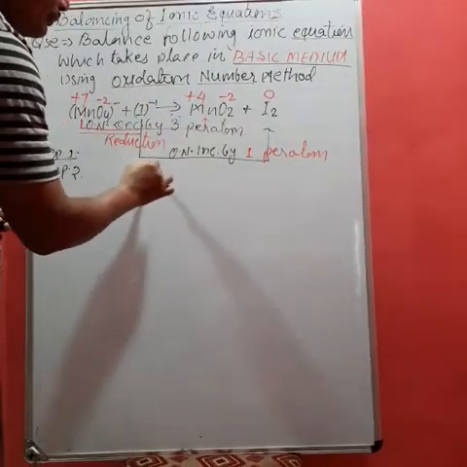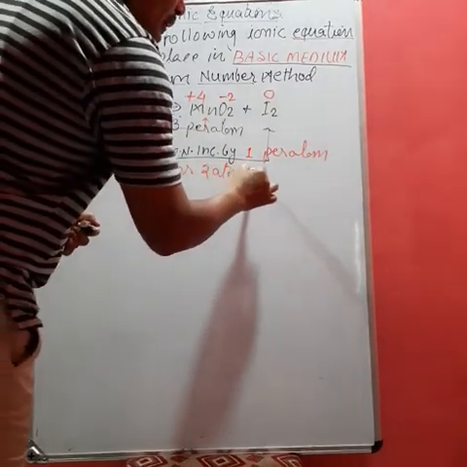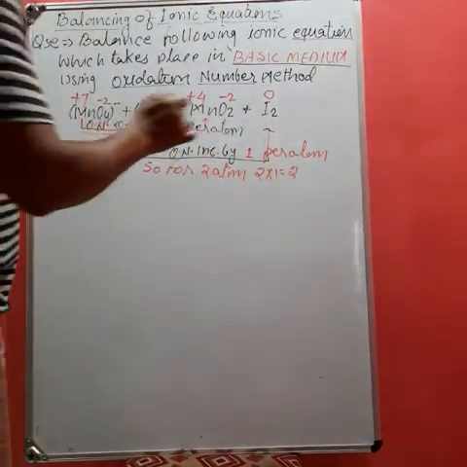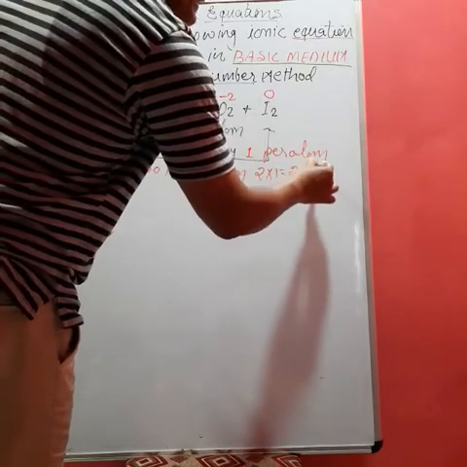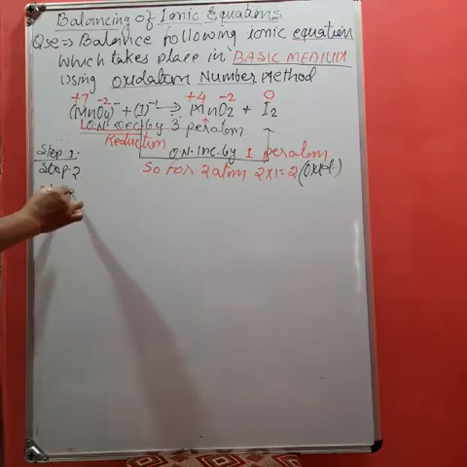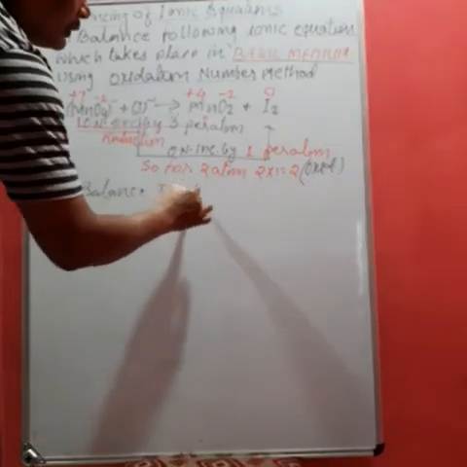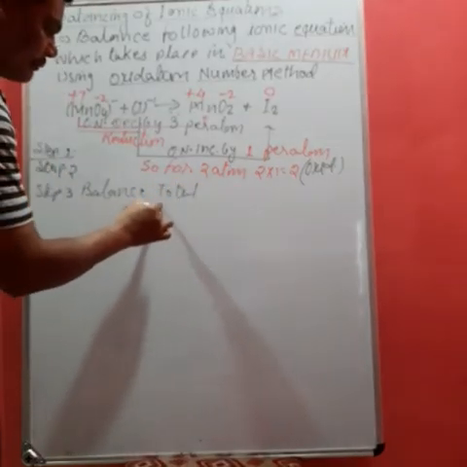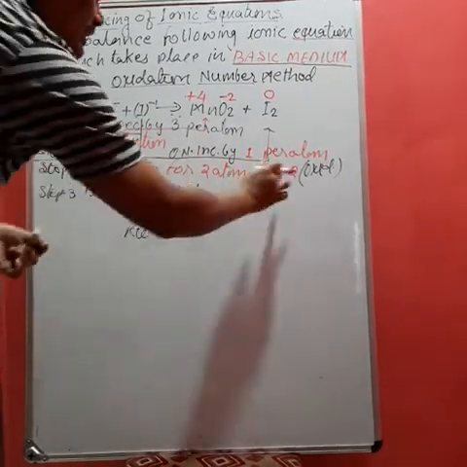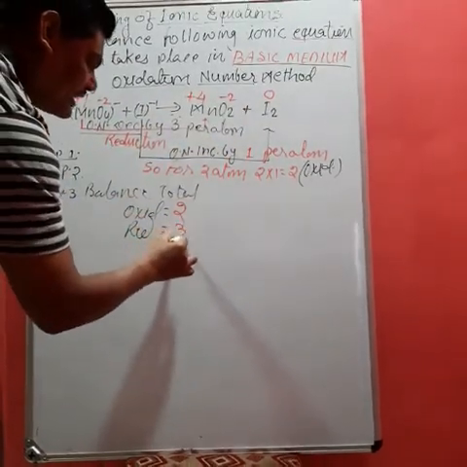So for 2 atoms, 2 into 1 is equal to 2. That is, the total increase is 2. Since it increases, this is called oxidation. Now our step number 3: balance the total oxidation and reduction. Oxidation takes place by 2, and the reduction takes place by 3.